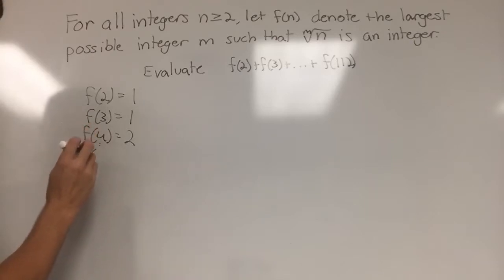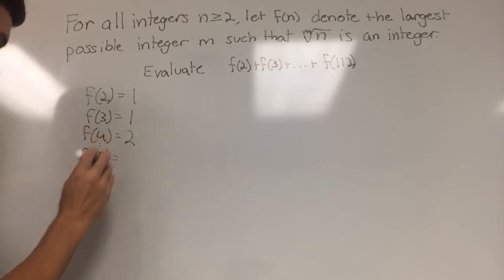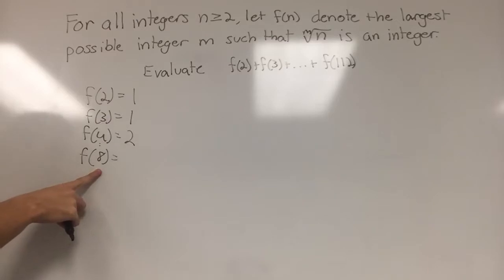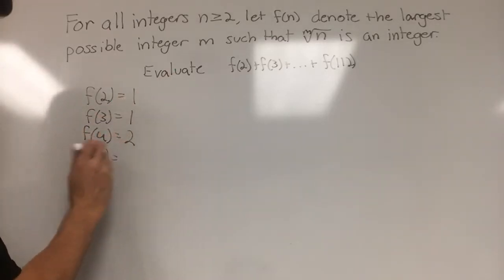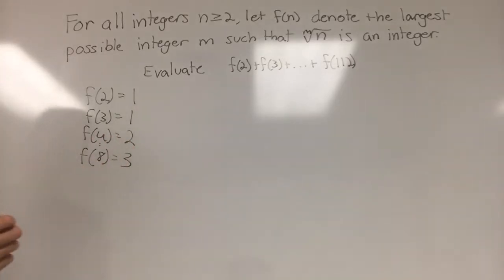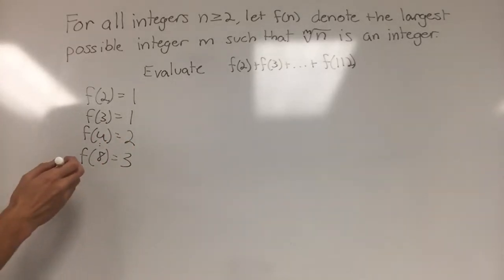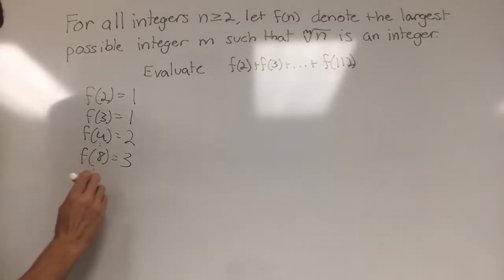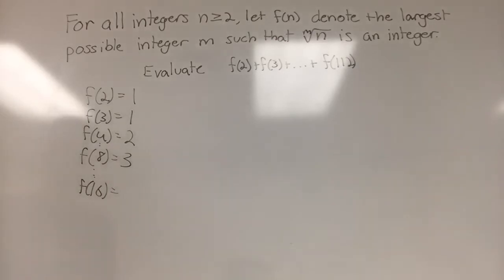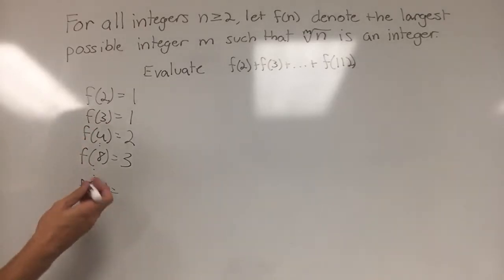Let's skip to f of 8. 8 doesn't have a square root, but it has a cube root. The cube root of 8 is 2. So that means f of 8 is going to be 3. And then let's skip down to f of 16. Now 16 has a square root, which is 4, but it also has a fourth root. The fourth root of 16 is 2. And 4 is bigger than 3, so that means m is going to be 4.